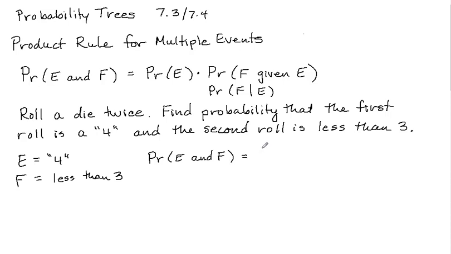Probability that E happens. What's the probability I'm going to roll a 4? Well, there's one way to roll a 4 out of 6 possible outcomes on a die. And then I'll multiply that by the probability that the second roll will be less than 3. I could get a 2 or a 1, because it didn't say less than or equal, just less than. So that would be 2 out of 6. You multiply those together, so the probability of those two things happening together is 2 out of 36 or 1 out of 18.